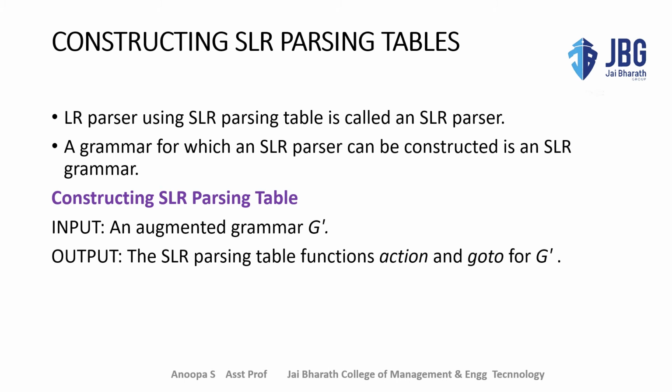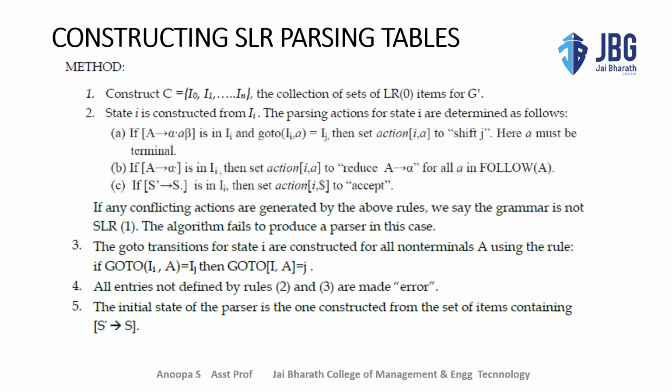Now, how can we construct an SLR table? The input is an augmented grammar G', and the output is the SLR parsing table functions action and goto for G'. This is the method. Number one, construct C. What is C? The canonical collection of LR items. That is what we discussed in the last tutorial, how we can compute the LR(0) automaton. So that is the first step we have to do.